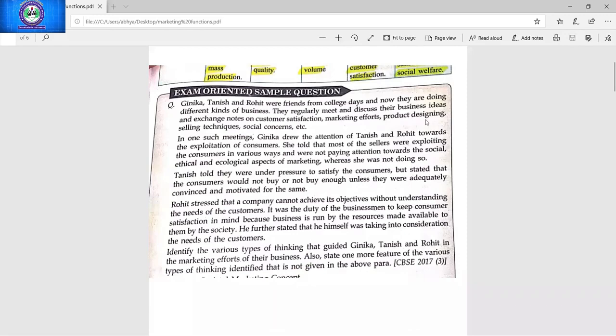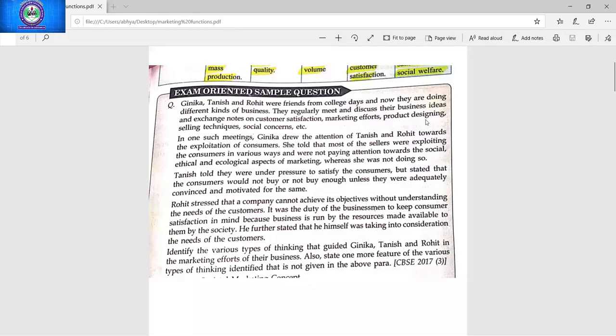Rohit stressed. Ma'am, the last one is the marketing concept. Yes, because here the need of the customer is talked about. So wherever consumer convincing is talked about, there is only the selling concept. If social welfare is talked about, then the concept is the societal marketing concept, and if the customer need is talked about without social welfare, then the concept is the marketing concept.